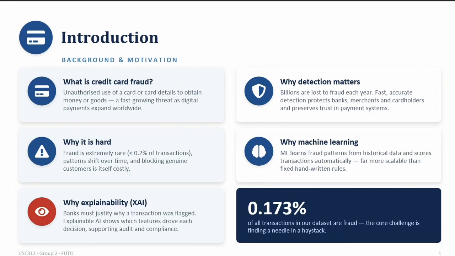Now, that is where machine learning comes in. Instead of relying on fixed rules, it learns from the patterns of previous transactions that have been done over time, and explainable AI helps us understand why the model makes a particular decision instead of simply accepting its prediction.